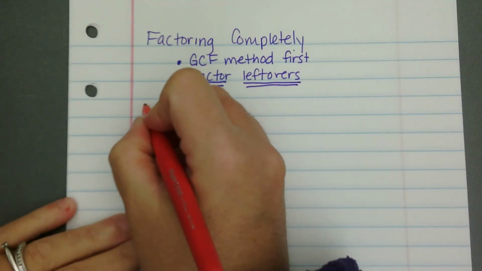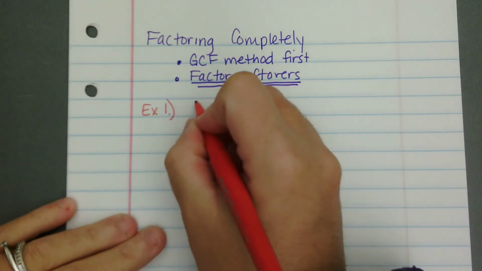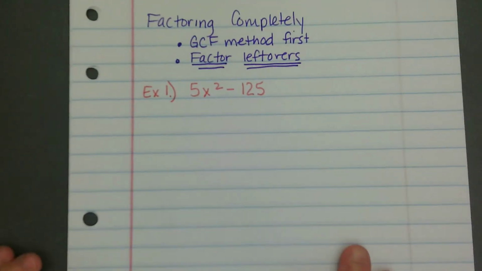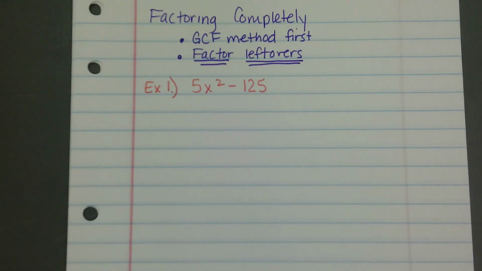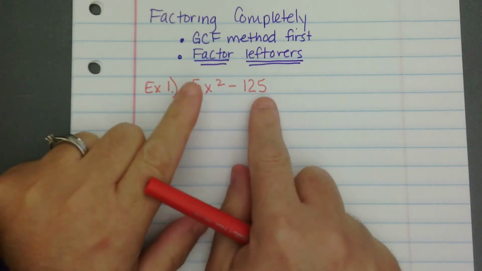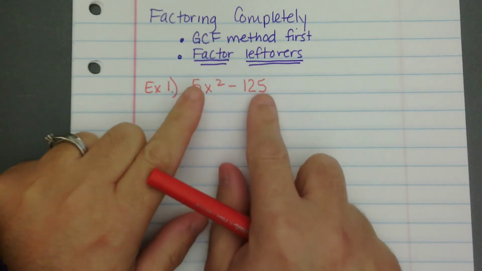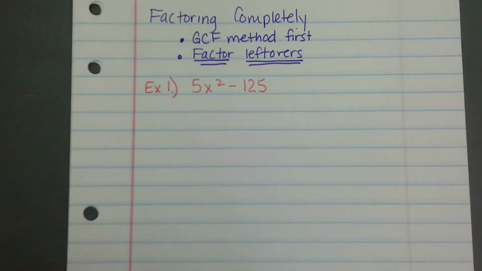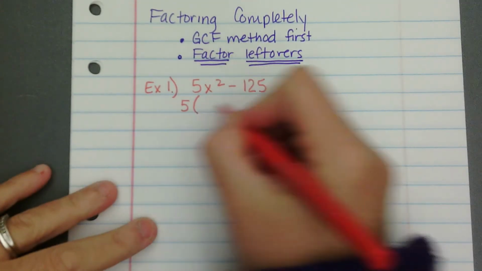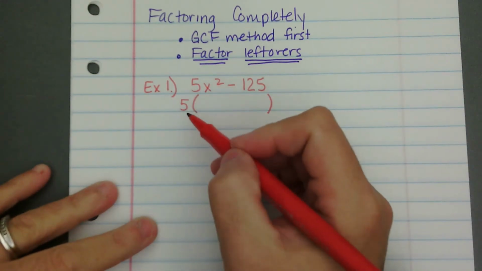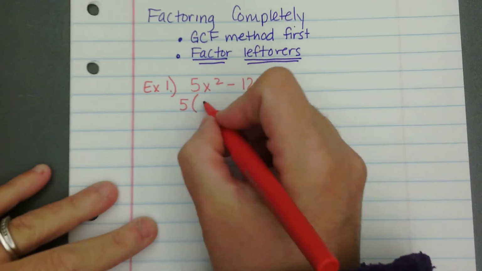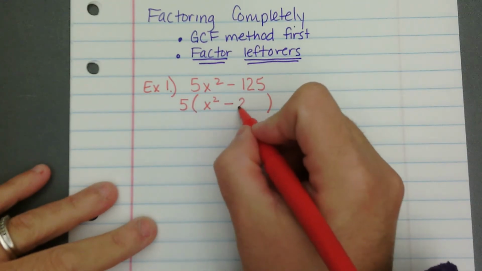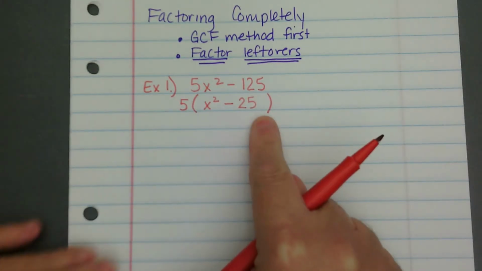Here's your first example. This one should go fast. 5x squared minus 125. So right away, I noticed that there's two terms, and it looks to me like it's got to be a GCF because I can't take the square root of 125 nor 5. So I'm going to take the GCF of 5 out. I make my parentheses, and I divide everything through by 5. So 5x squared divided by 5 is just x squared, minus sign, and 125 divided by 5 is 25. So this is the first step, which is GCF.